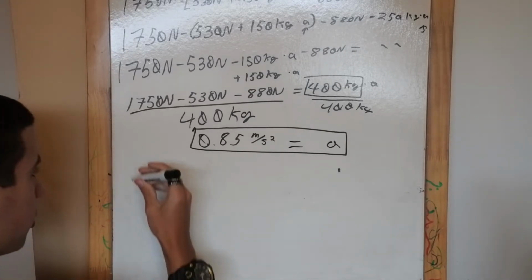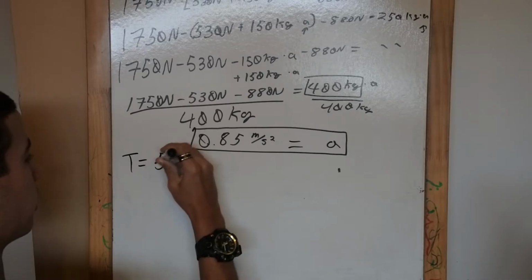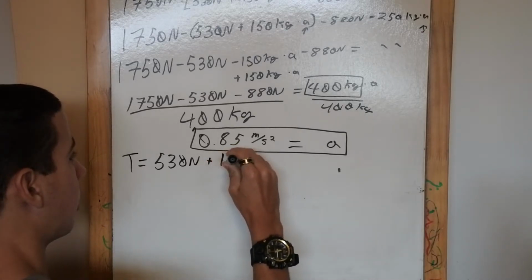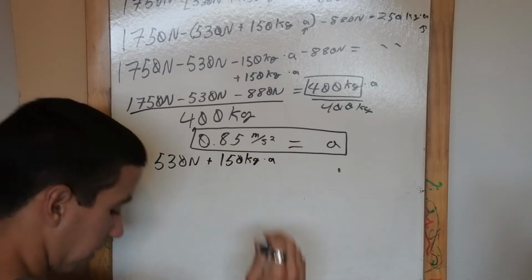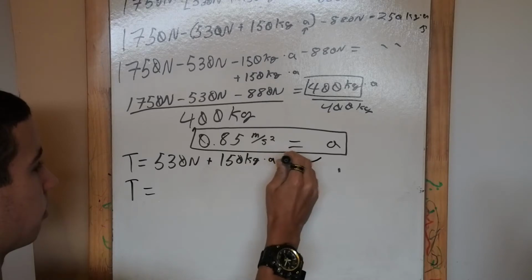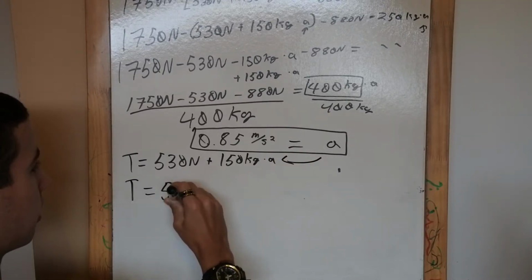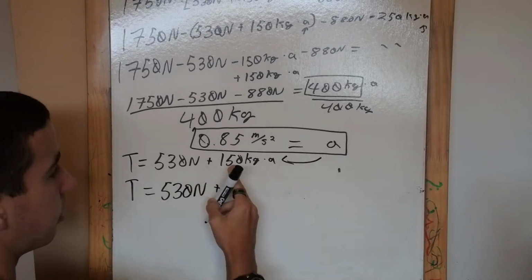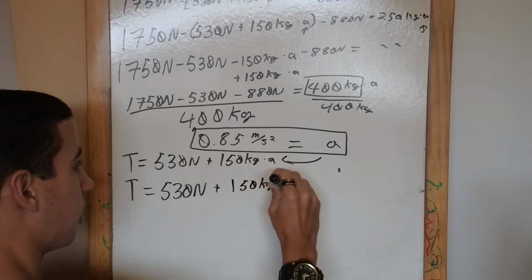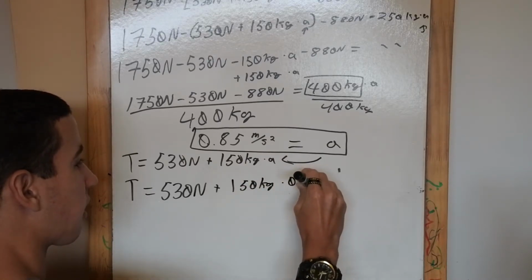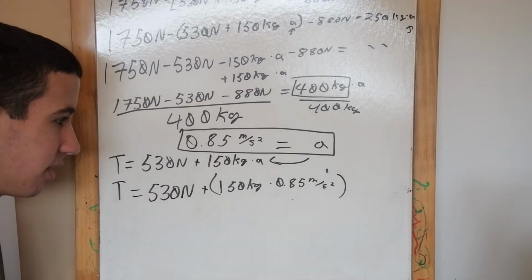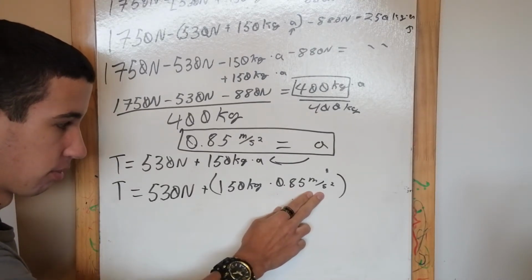So we're going to go back to our tension equation. T equals 530 newtons plus 150 kilograms times acceleration. Okay, so we plug in acceleration. This just goes right into there. So 530 newtons plus 150 kilograms times 0.85 meters per second squared. Sorry about that, my camera cut me off at 17 minutes, but anyways, 0.85 meters per second squared.